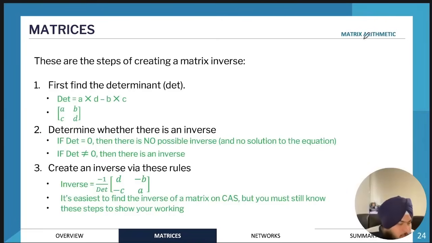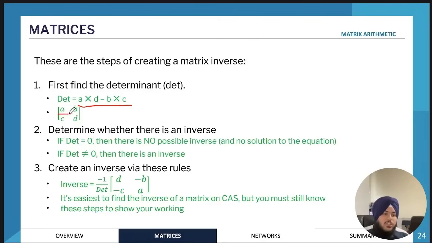Okay. So first step is finding the determinant of the matrix. So the way that you would find the determinant of a matrix is by using this particular formula: A times D minus B times C. And for the purposes of General Maths 3-4, you'll only be finding the determinants of 2 by 2 matrices. So square matrices that are 2 by 2. You can on your CAS, however, find the determinants for 3 by 3 matrices, but VCAA won't be testing that.